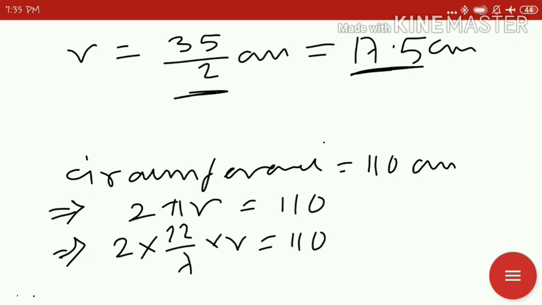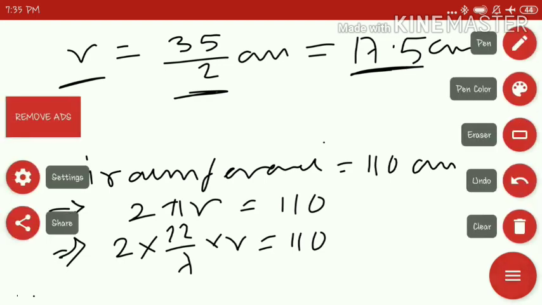But if it is our main answer, that you need to find out the radius, then keep it in decimal form, which is the correct form. That is the form in which the examiners ask to give the answer. Okay, now I'm going to find out the h. That is the first requirement, we need to find out the height.